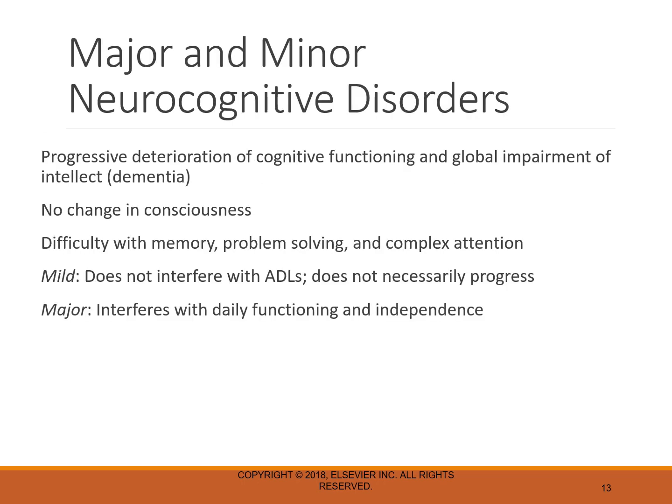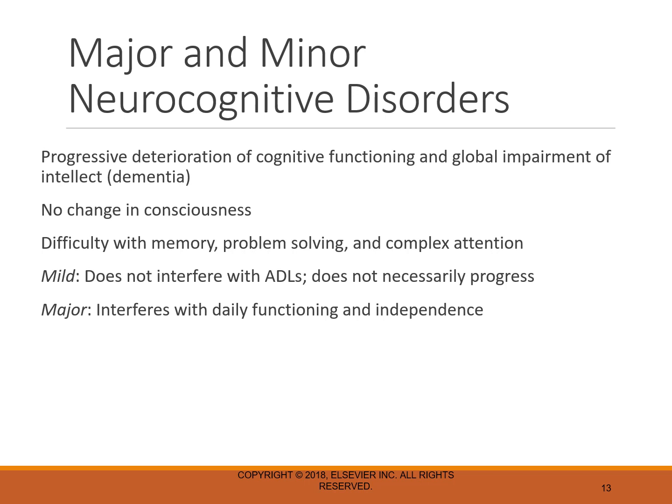So the major criteria are the progressive deterioration of cognitive functioning and global impairment of intellect. That's the term dementia. There is no change in consciousness. In case of delirium, we saw there is alteration in consciousness, but in major or mild neurocognitive disorders, there is no change in consciousness. There is difficulty with memory, problem solving, and complex attention.